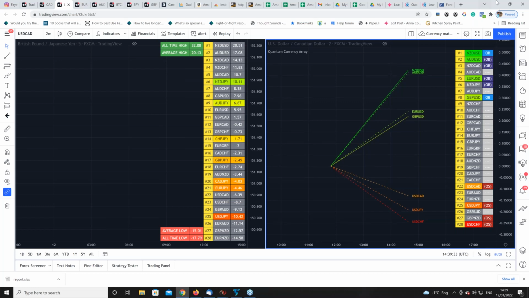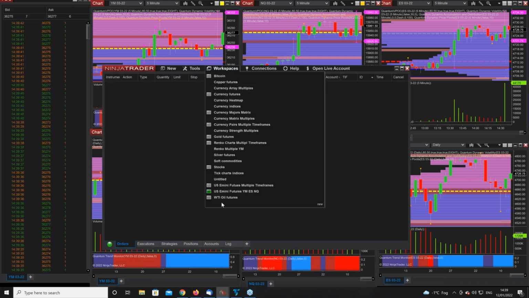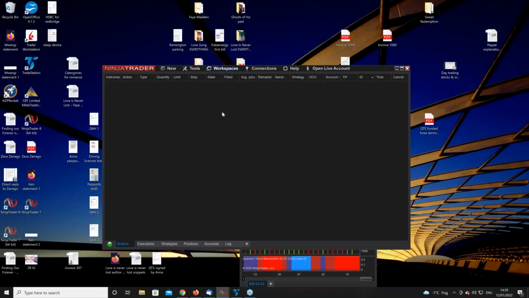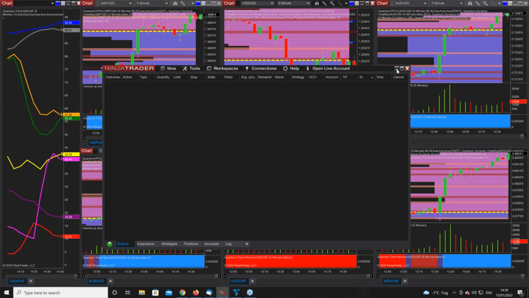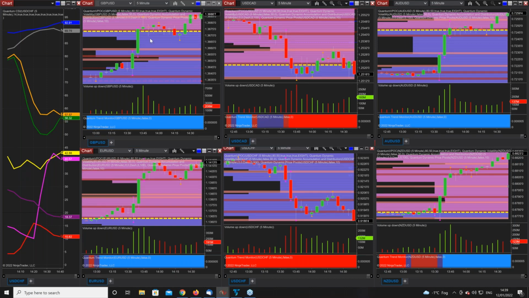Let's just pop that out the way for a moment. Let's go back on to, where are we? The spot currency pairs. Currency majors. There we go. Now we're in the spot market. Okay, so now we've got the inverse here. We've got the dollar CAD, which is inverse to cable, dollar Swiss, etc.